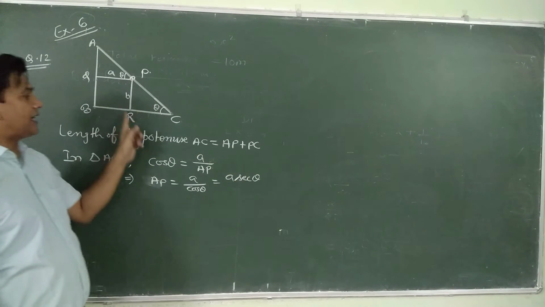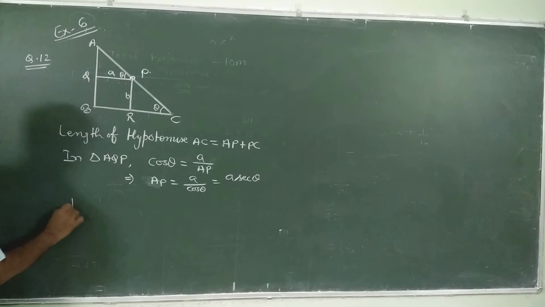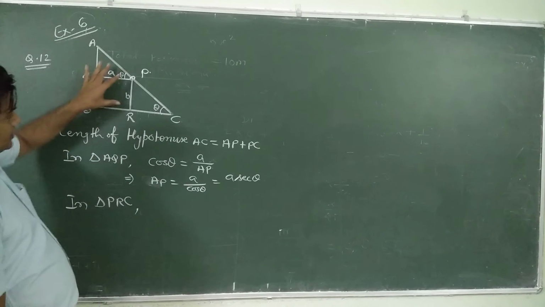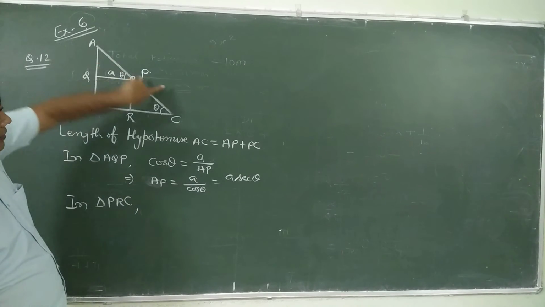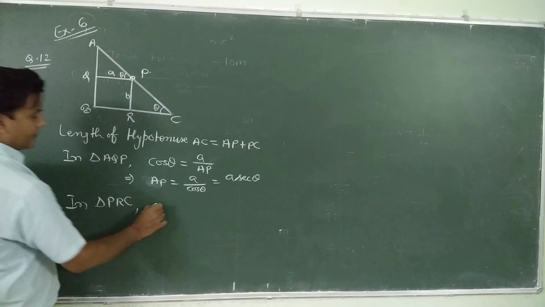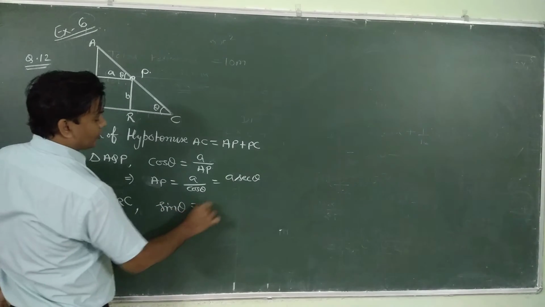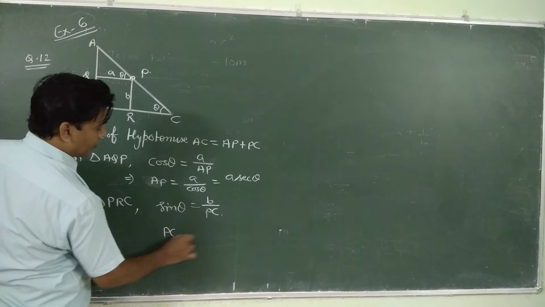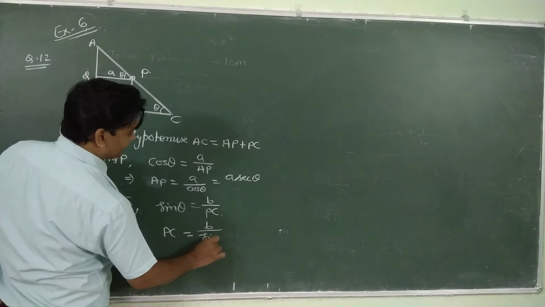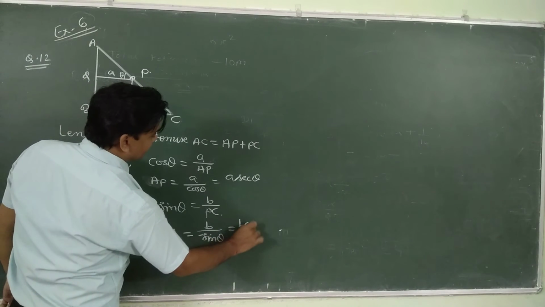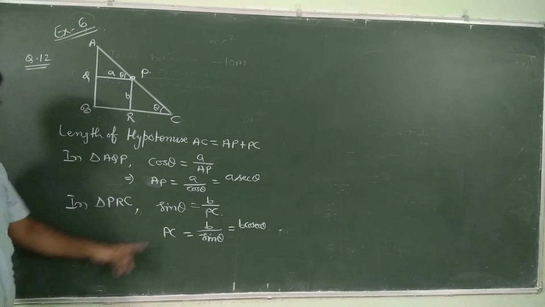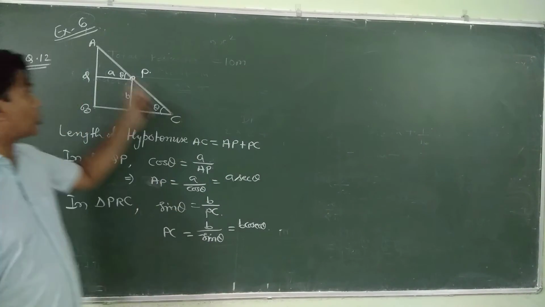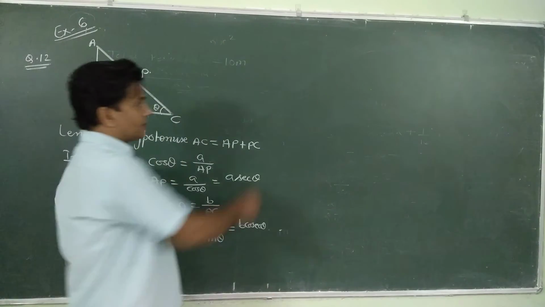Similarly, in triangle PRC, what we have here is the perpendicular and hypotenuse, which is sine. So perpendicular upon hypotenuse. To get the value of PC, what we have to do? B upon sine theta, which is B cosec theta. This is our PC and AP length. Substitute these two values at this place to get the total length of hypotenuse.